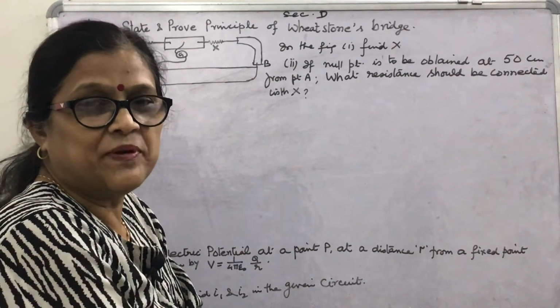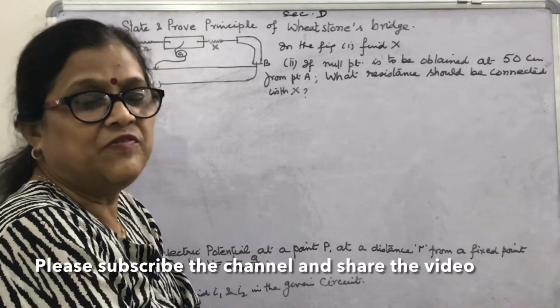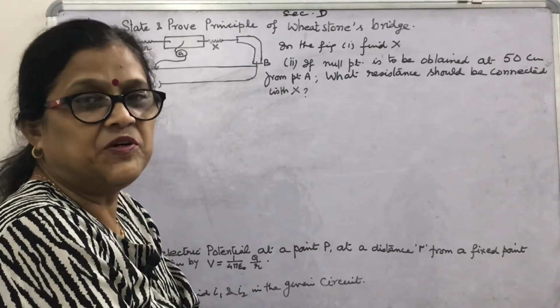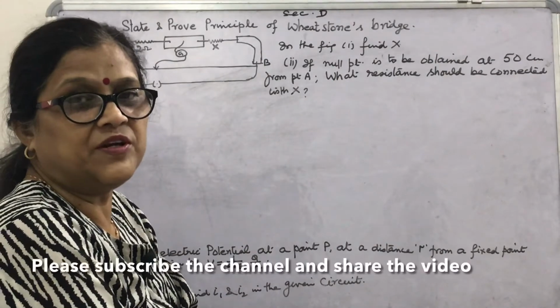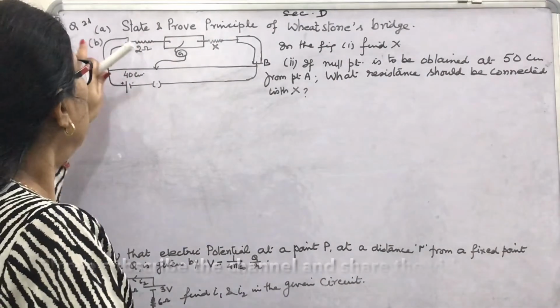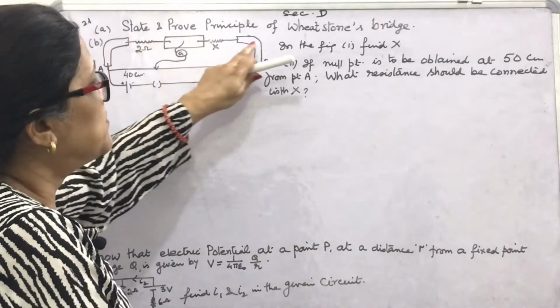In the ISC sample paper, section D, we have discussed question 20. Today we will discuss question 21 and question 22. Let's see question 21. State and prove principle of Wheatstone's bridge.